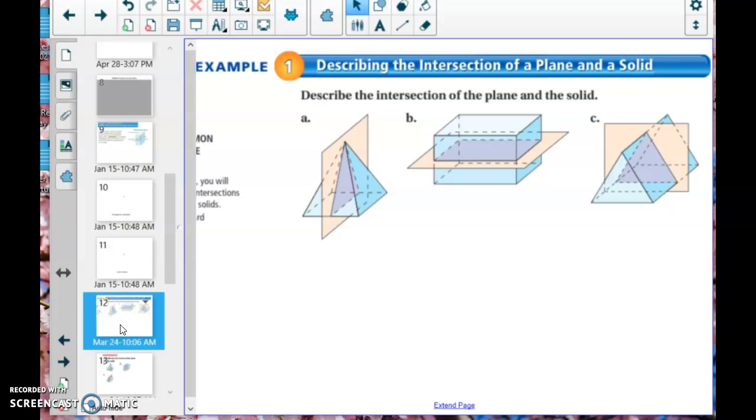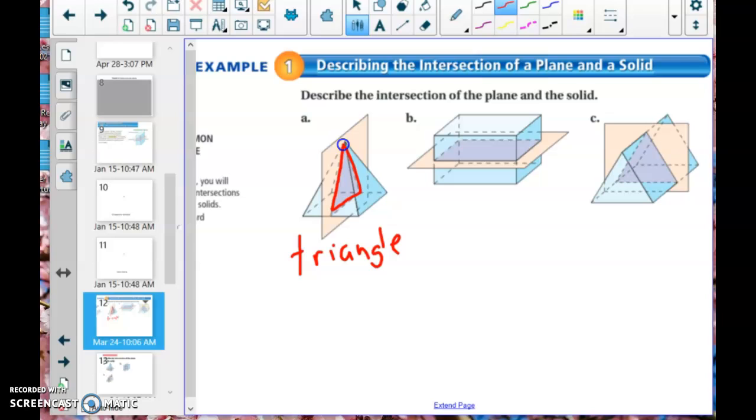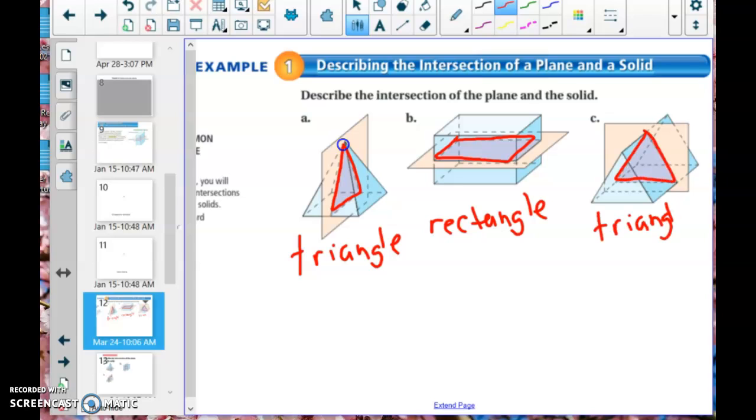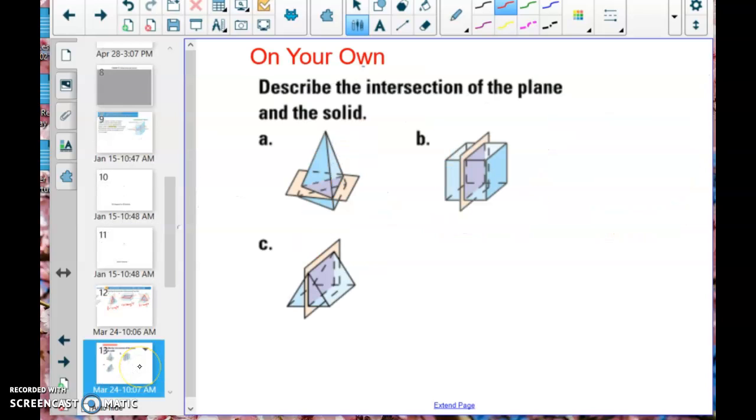All right, so example 1 says describe the intersection of the plane and the solid. So if you look at A, if that plane slices through this pyramid right there, the resulting shape is going to be a triangle. If this plane slashes through this solid, that shape right there is going to be a rectangle. If this plane slices through this triangular prism, it is going to leave me with the shape of a triangle. All right, you can pause the video and answer each of those on your own.